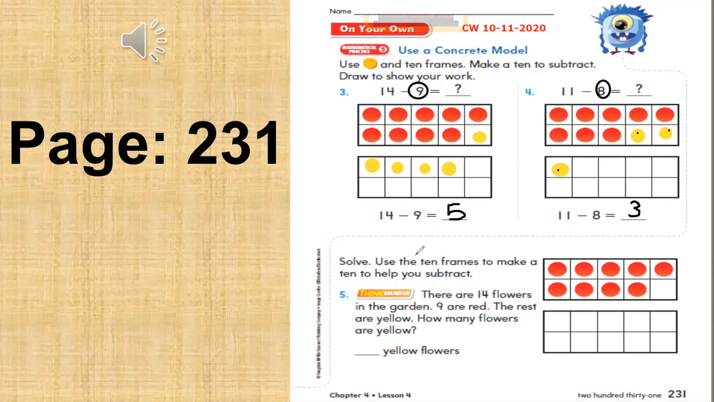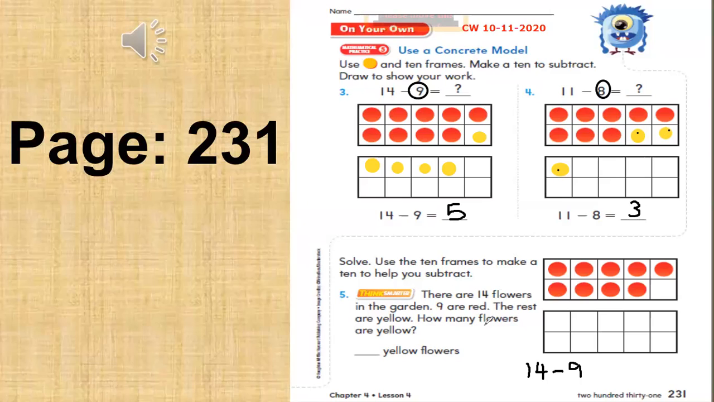Now use the 10 frames to make a 10 to help you subtract the same way as we have done here. Question number 5. There are 14 flowers in the garden. So let's write here the sum: 14 flowers in the garden. 9 are red. The rest are yellow. So the 9 are red. As you can see here, we have 9 red color.